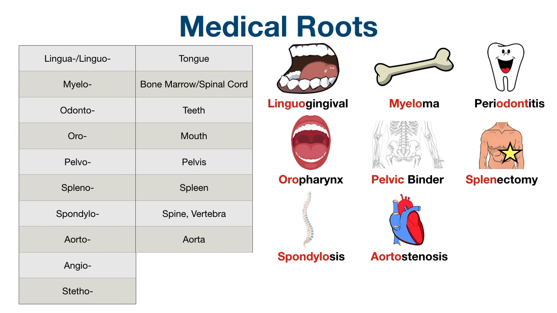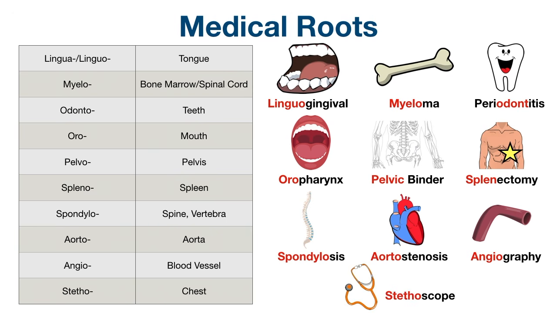Moving on to aorta, this refers to the aorta. It's obviously another easy one to remember. You can think of aortostenosis, which is narrowing of the aorta. Next is angio, which means blood vessel. Remember, vasculo also refers to blood vessel, and arterio refers to artery. You can think of angiography, which is the radiographic visualization of blood vessels after injecting them with the dye.